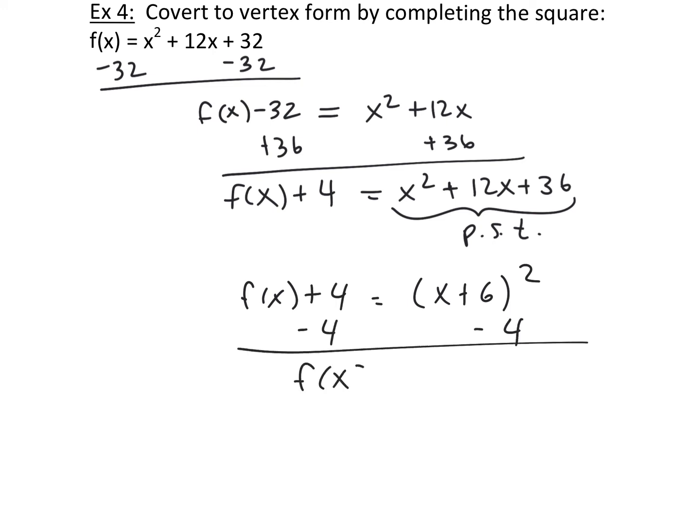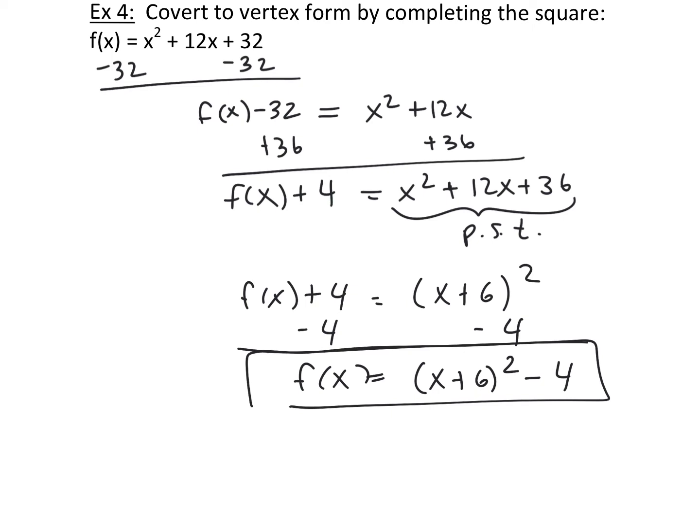So now I'm in vertex form. F of x equals x plus 6 squared minus 4. And again, looking at this, you could see that the vertex would be -6 comma -4. The a value is out here. It's an invisible 1. Okay?